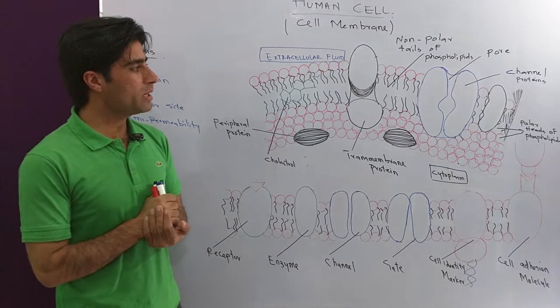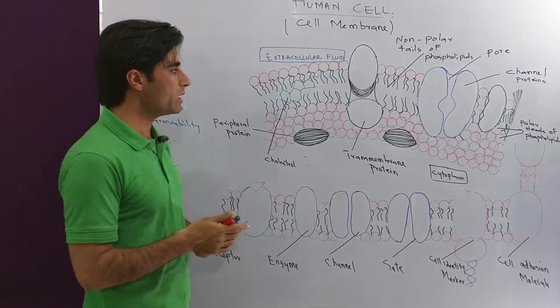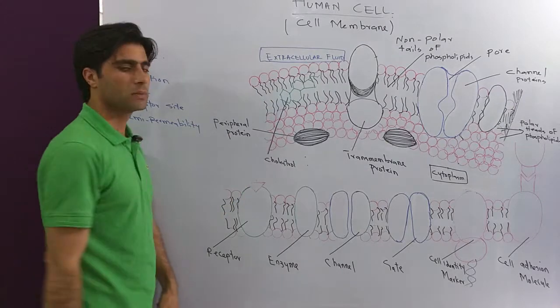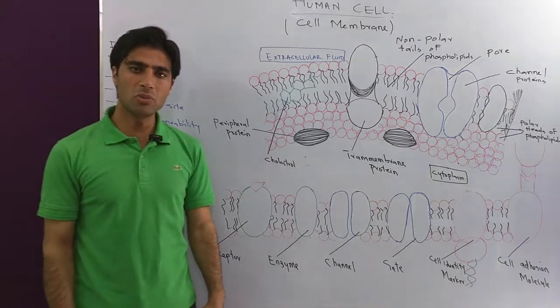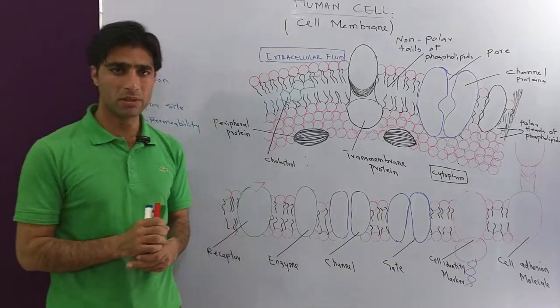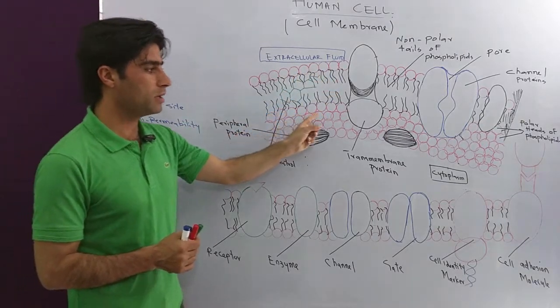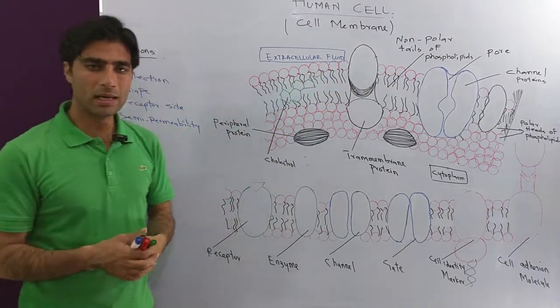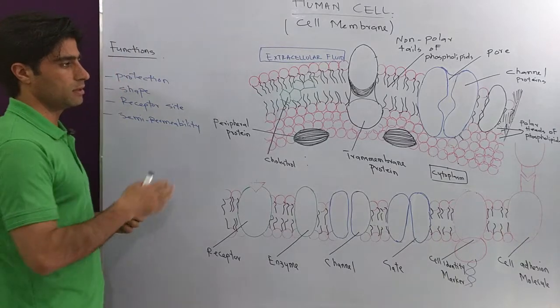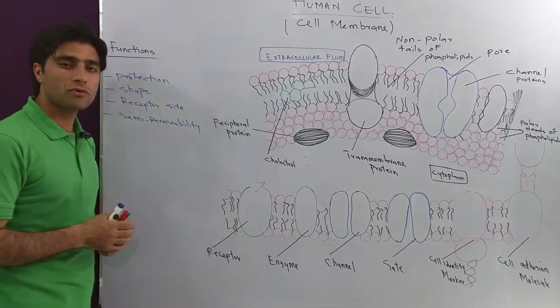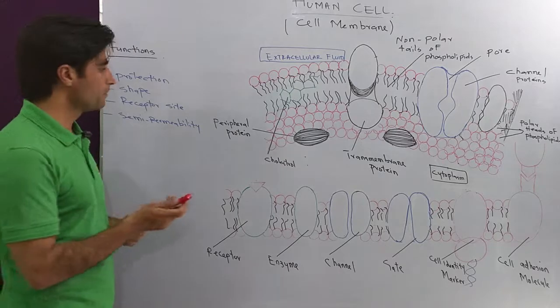The cell membrane is actually made up of lipids. It is made up of lipids. More than 75 to 80% of the components of the plasma membrane are actually lipids. And among lipids, phospholipids are the most abundant.